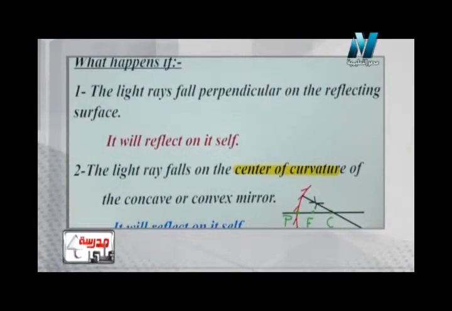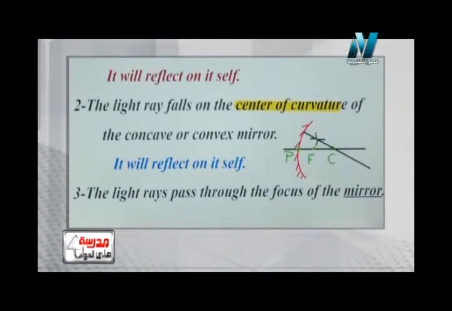But in the previous case, the light falls perpendicular on the reflecting surface. In the second case, the light falls through the center of curvature of the concave or convex mirror. We should remember these cases, dear students.